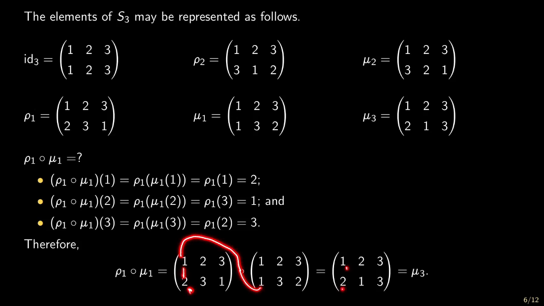So 1 goes to 2. For the image of 2, you start here: 2 goes to 3, and then 3 goes to 1. That's why there's a 1 here. For the element 3, you have no choice but to put 3 there. But if you want to check, 3 goes to 2, and then this 2 is mapped by rho 1 to 3. That's why this is the product.